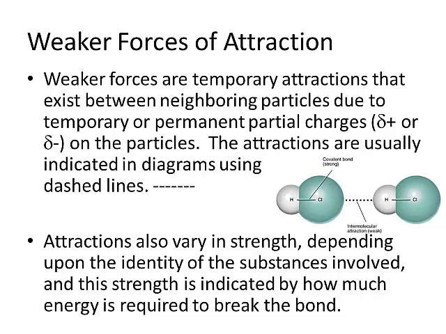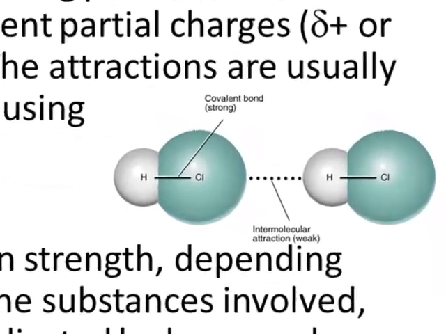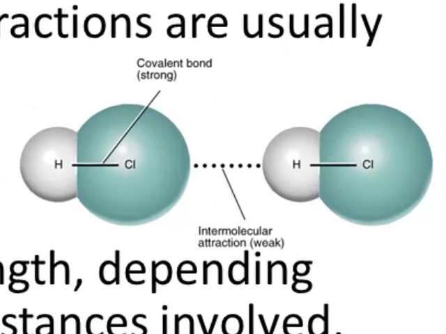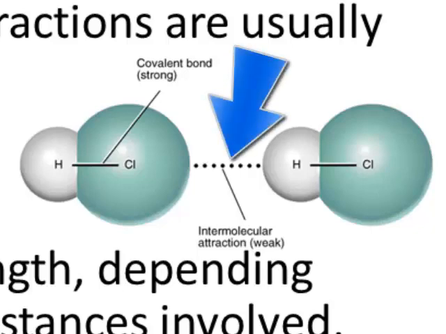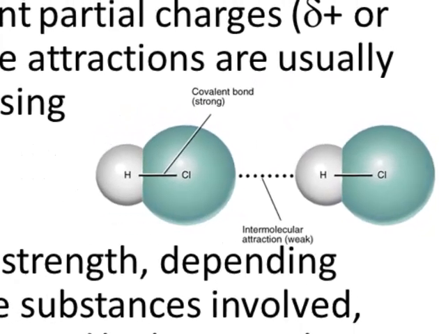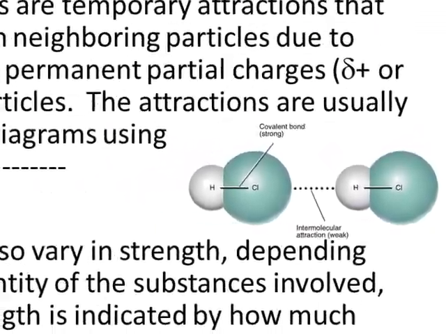The attractions are usually indicated in diagrams using dashed lines. You can see that in this diagram to the right. Notice that the strong bonds that exist between hydrogen and chlorine in this diagram are drawn with solid lines because those stay connected unless chemical reactions are taking place. But the dotted line here indicates a much weaker attraction, the intermolecular attraction, meaning attraction between separate molecules that can occur.